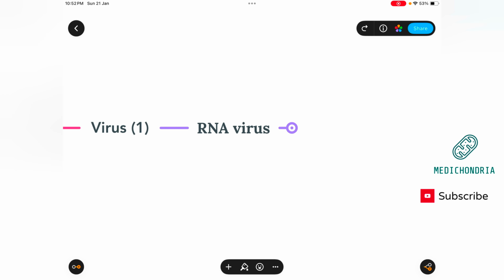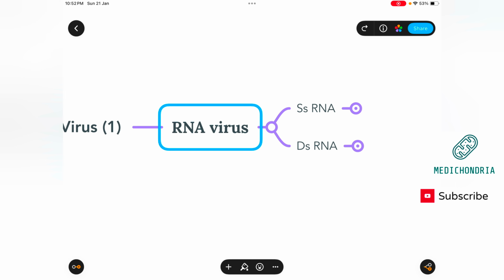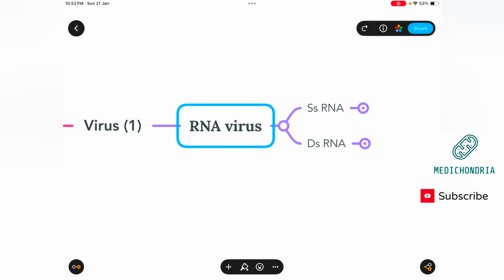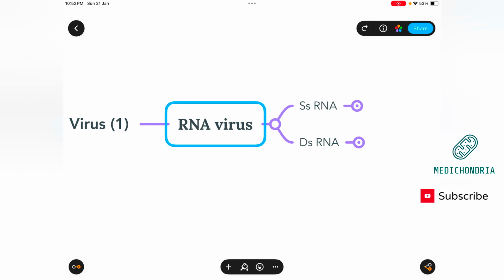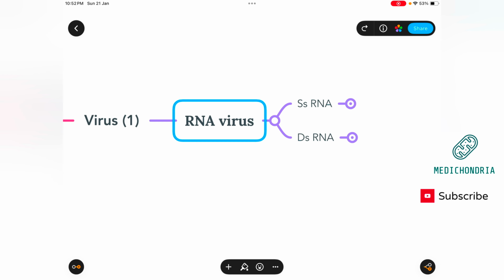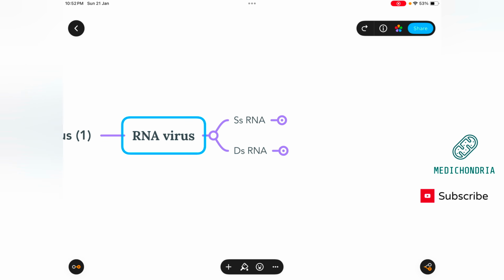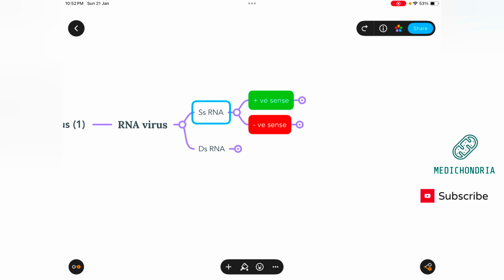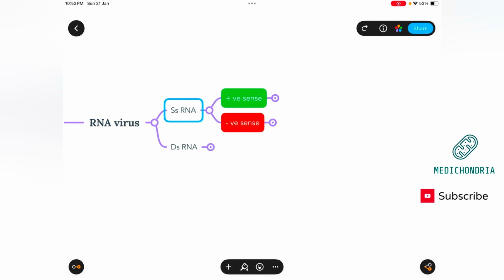Over here, we've got viruses, and they're classified into DNA and RNA. RNA can be further classified into single-stranded RNA and double-stranded RNA. Over here we have single-stranded, where there will be a single strand of ribonucleic acid, and vice versa, we have a double strand over here. The single strand is further classified into positive sense and negative sense.